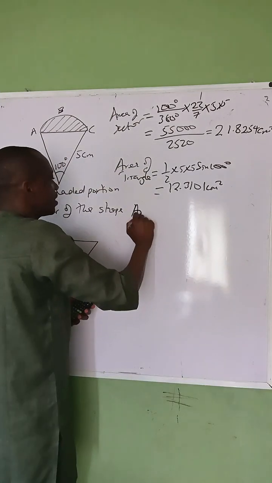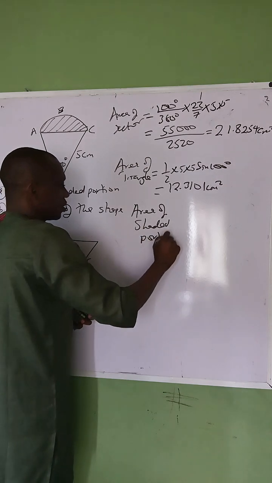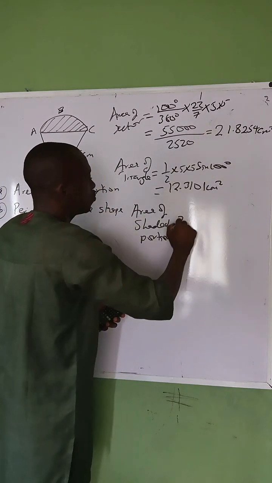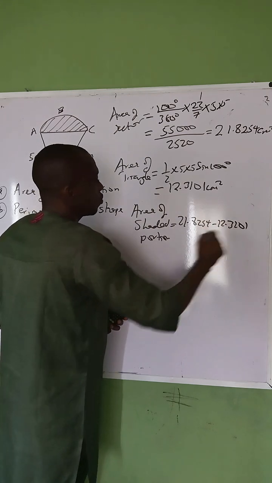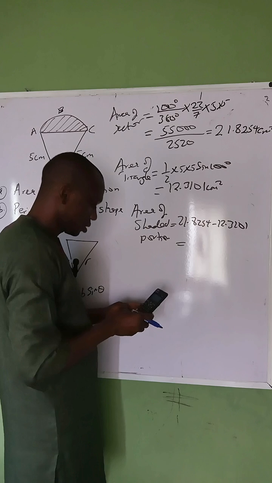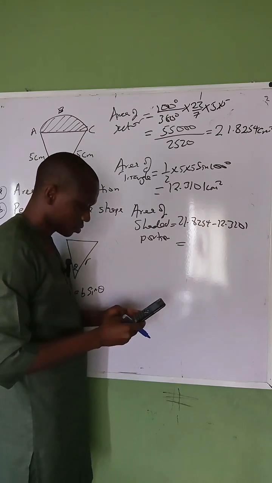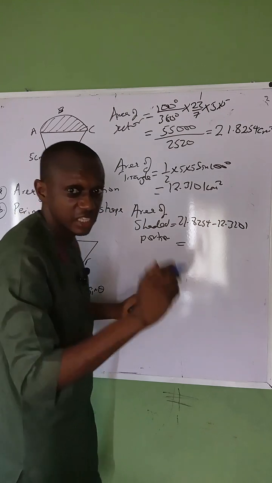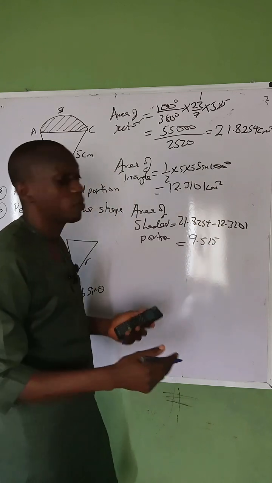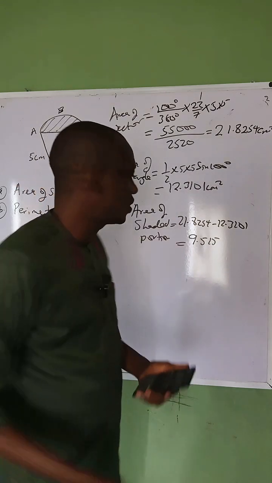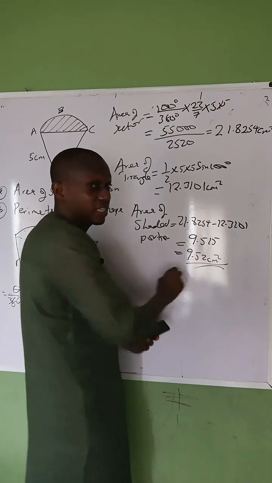So the area of the shaded portion will be equal to 21.8254 minus 12.3101. What should that give to us? 21.8254 minus our answer gives us 9.515. But if the question says to 2 decimal places, it will now be 9.52 centimeters squared. So that's the answer for that.